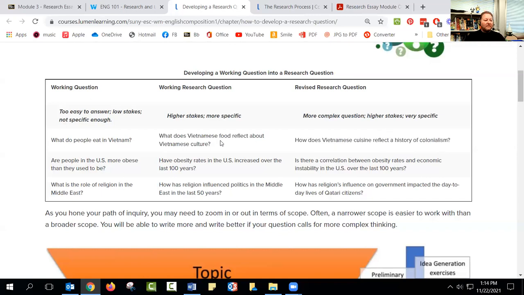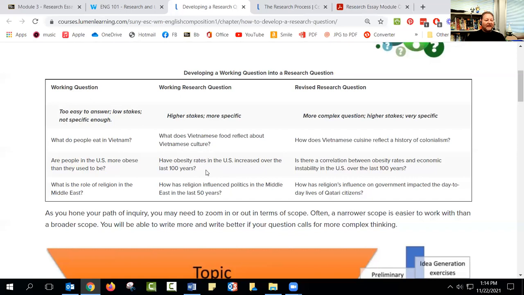But all of these are valid questions. And the key is to think about what I can focus on within this page range, and I can really get to the heart of it, right? This one too. Are people in the US more obese than they used to be? The answer is yes. Every single scientist on the planet knows that. You can Google it right now, and the US is fatter than ever. Yay, right? Have obesity rates in the US increased over the last 100 years? Well, that's more specific, but it's still really the same question, right? It sounds better, but it's really the same, because the answer is yes, it has increased over 100 years, right?